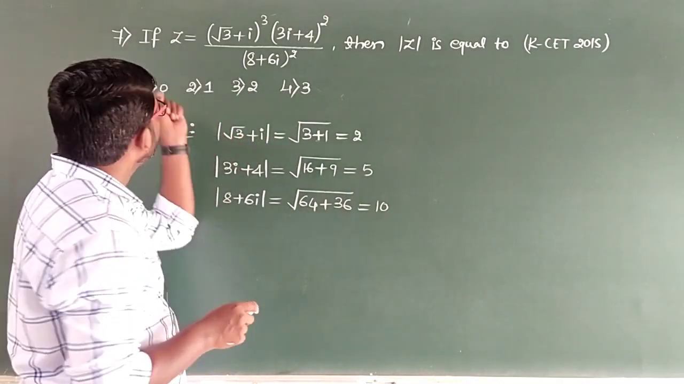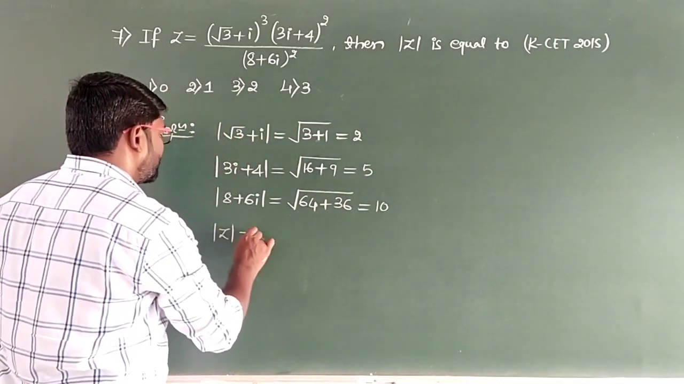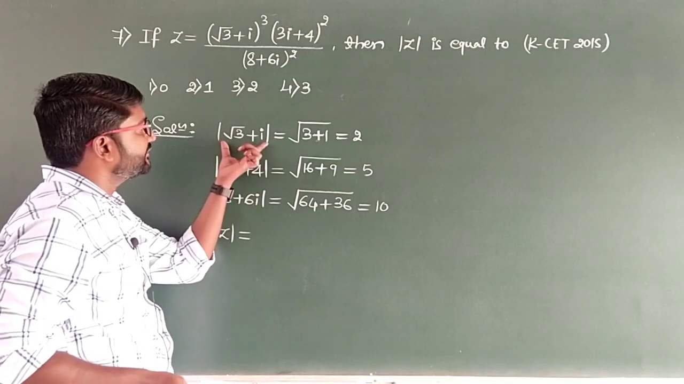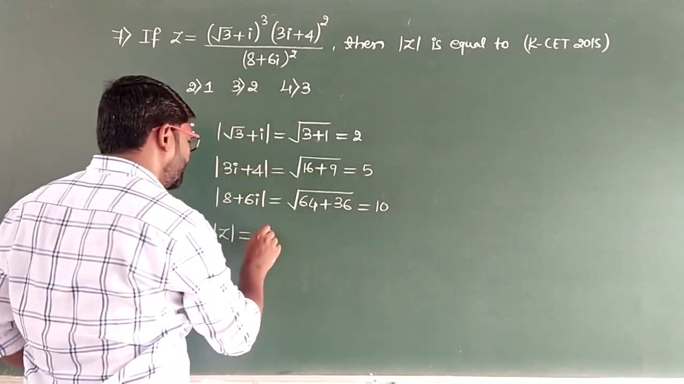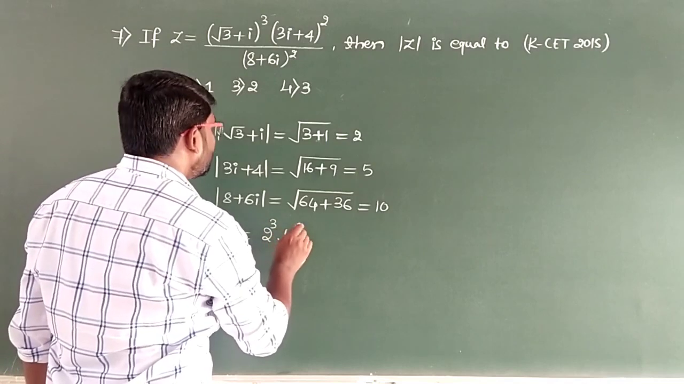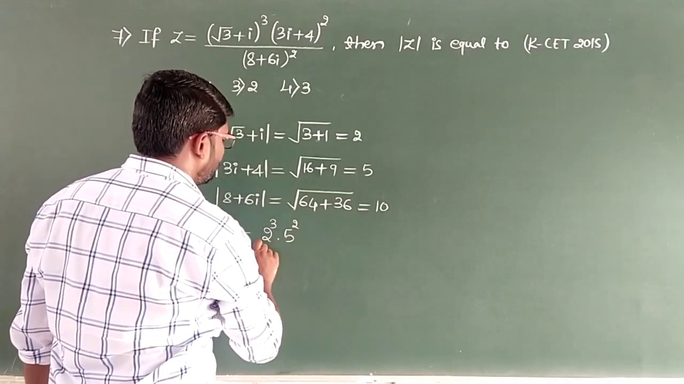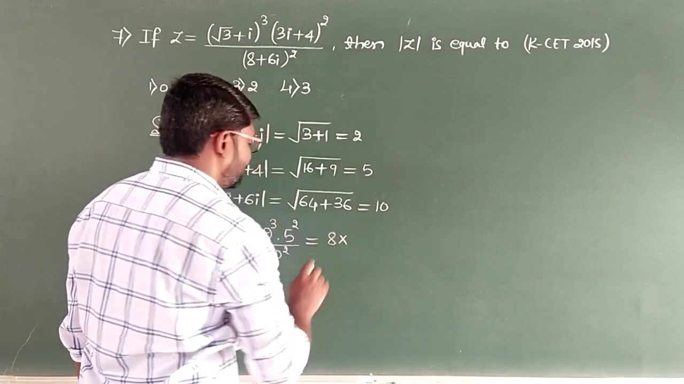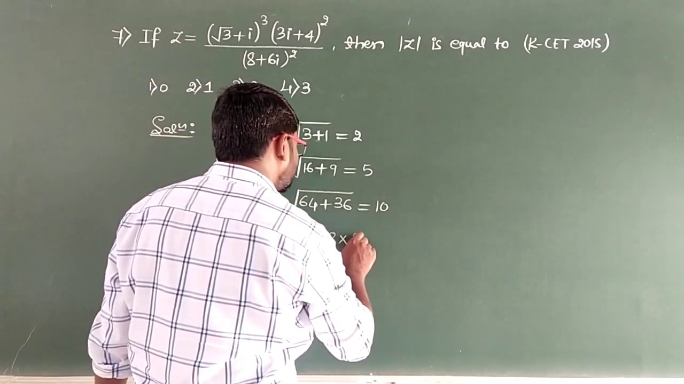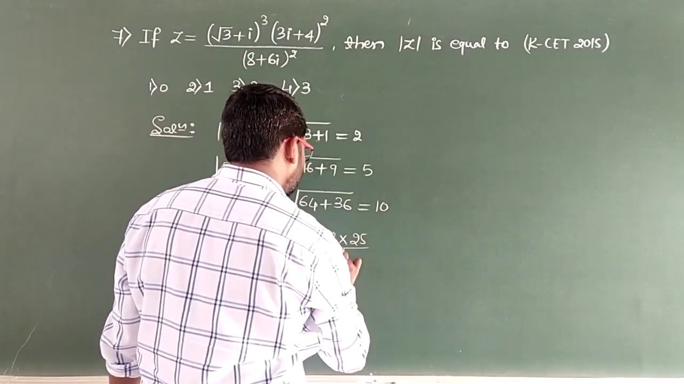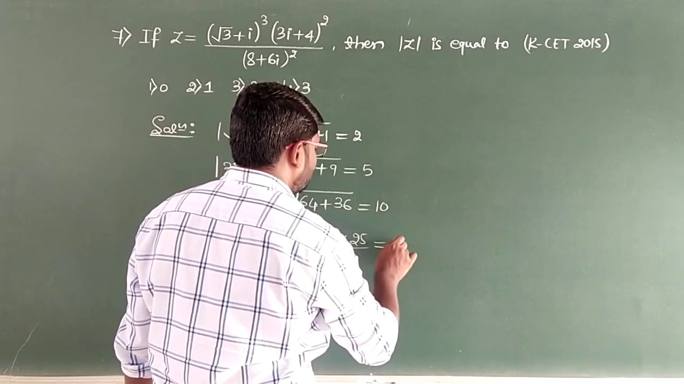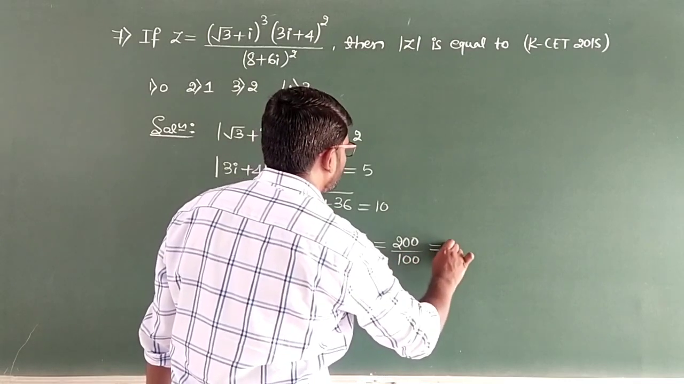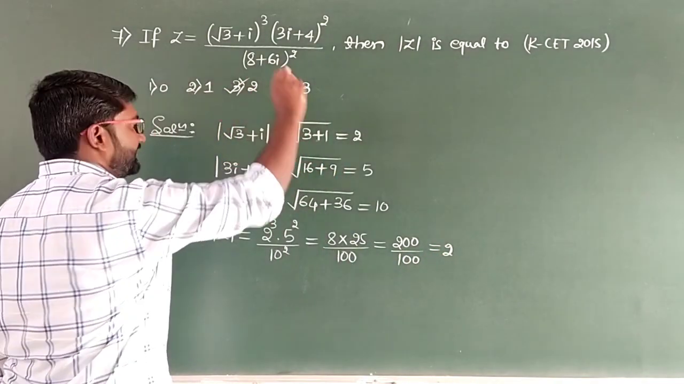Now we will have to go for mod z, which is equal to mod root 3 plus i the whole cube, mod root 3 plus i will be 2, now we get 2 cube into 5 square divided by 10 square. 2 cube it is 8, then 5 square it will be 25, then divided by 100. Overall if you simplify this we get 200 by 100 it will be 2. Check the options now. Option 3 is the correct answer.